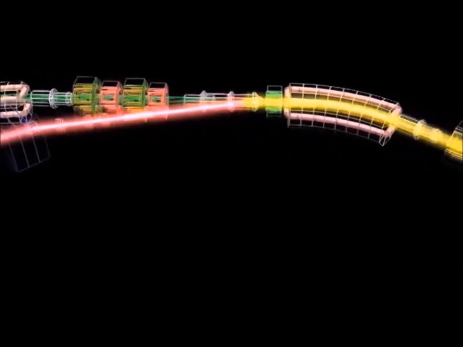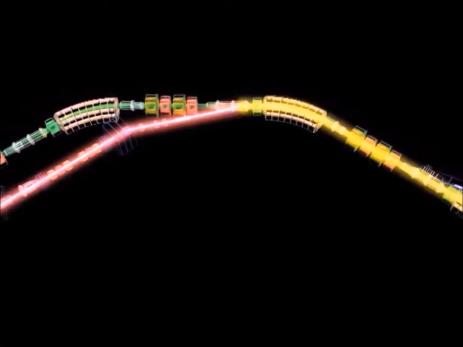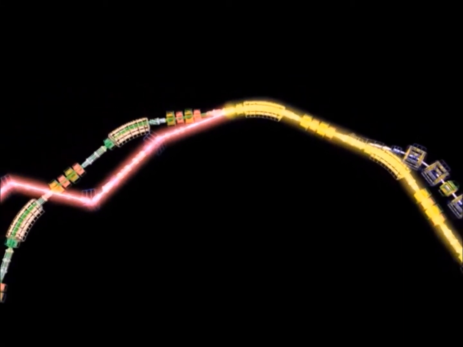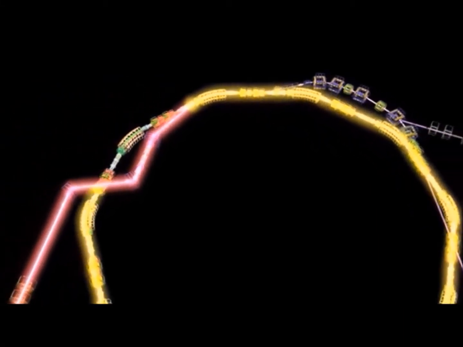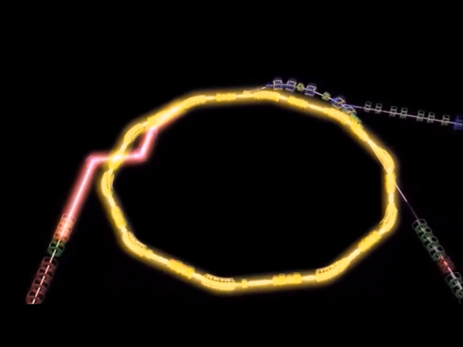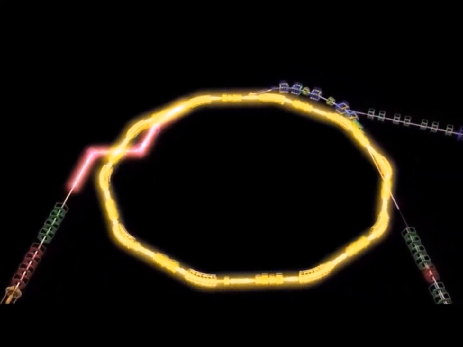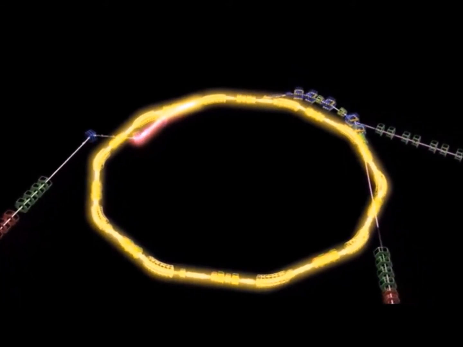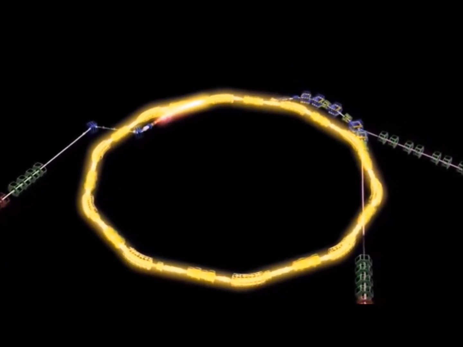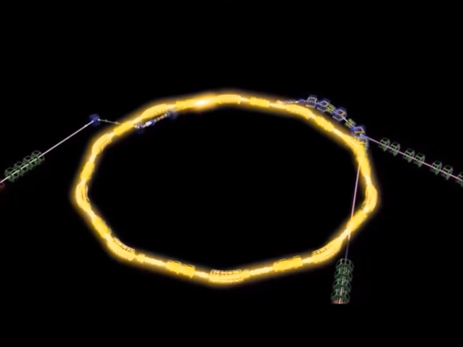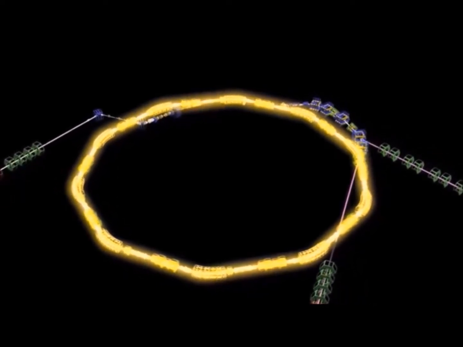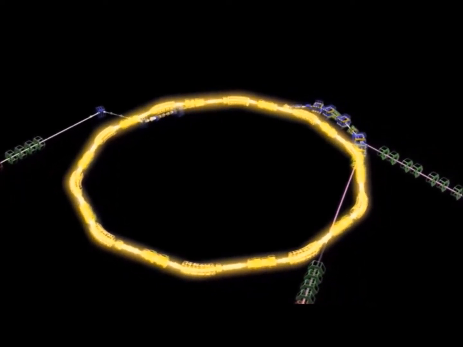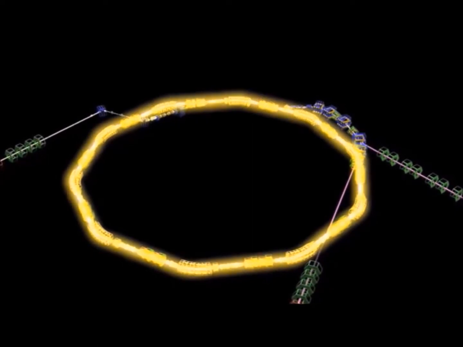The ions are then transported to the third and final accelerator, a circular synchrotron. As they enter, the ions are stripped of their electrons by a thin foil, leaving the bare protons. The synchrotron is made up of 10 sections, each consisting of a bending magnet to keep the protons on their circular path and 5 focusing magnets. The total distance around the synchrotron is 163 meters.